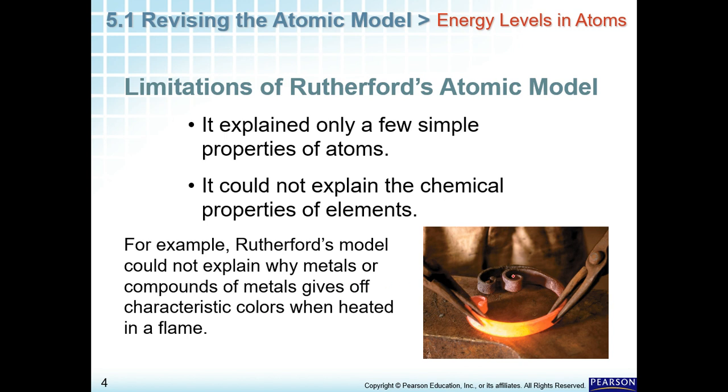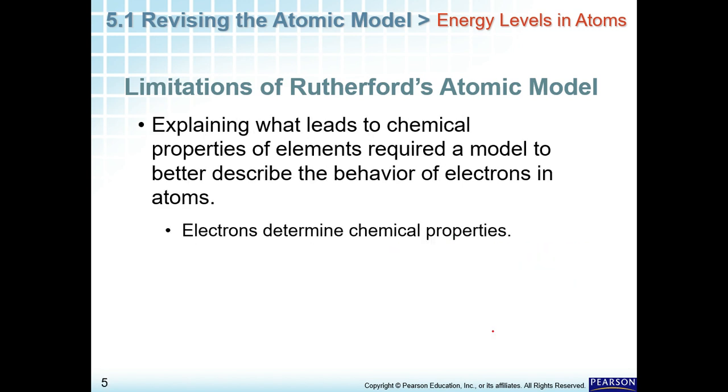This is iron. Iron, this is its typical color when it's not being heated. As it heats up, it gets an orange glow, followed by yellow, and then at super high temperatures, it can actually turn white. So why does it do this?